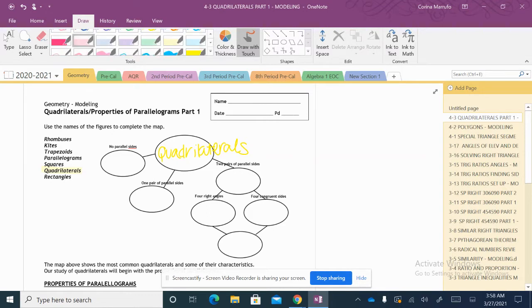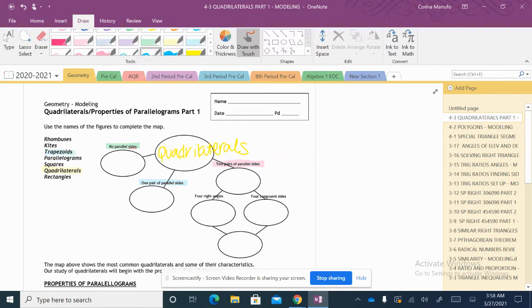The first one is if it has no parallel sides. The next one, if it has one pair of parallel sides. And then the next one, if it has, oh, whoops, I went the wrong direction. It has two pairs of parallel sides. So these are the ones that we have to classify. So one pair of parallel sides is going to be your trapezoids.